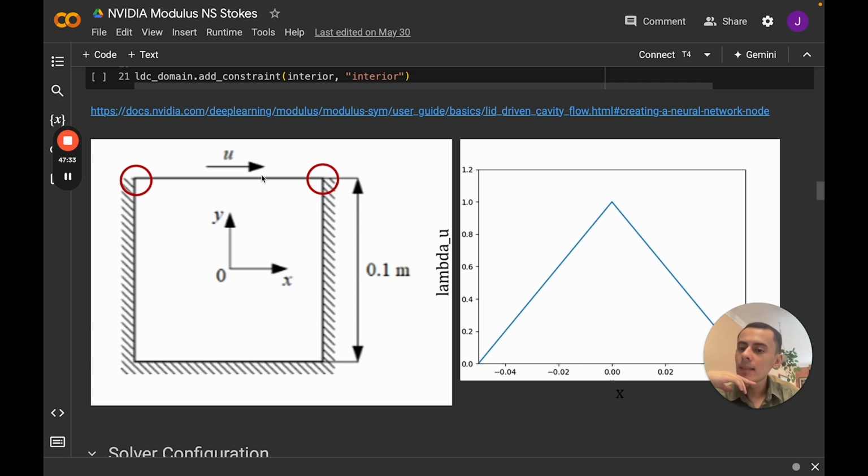And it has a no-slip condition. What does a no-slip condition mean? It means that the fluid doesn't slip in the boundaries. It means that it's static at the boundaries. So that's why the no-slip condition is going to have zero velocity for both components in all the other boundaries: the left boundary, the right boundary, and the bottom boundary. The velocity of the fluid there is zero.